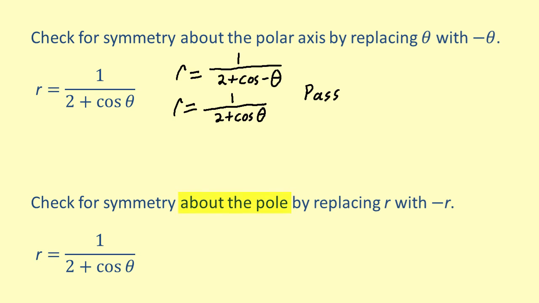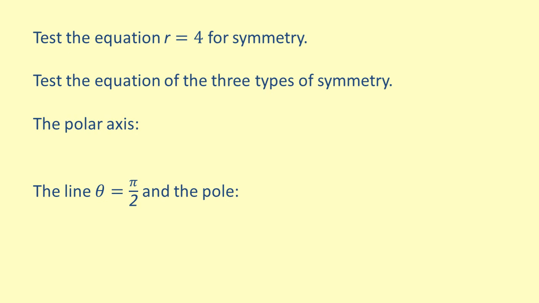The last type of symmetry is symmetry about the pole. We check this by replacing r with negative r and comparing the result to the original equation. When we make the replacement, we get something familiar. Negative r equals 1 over 2 plus cosine theta. We know that this is not equivalent to the original equation, so r equals 1 over 2 plus cosine theta fails the test, so it may or may not be symmetric about the pole. Let's test another polar equation, r equals 4, for symmetry.